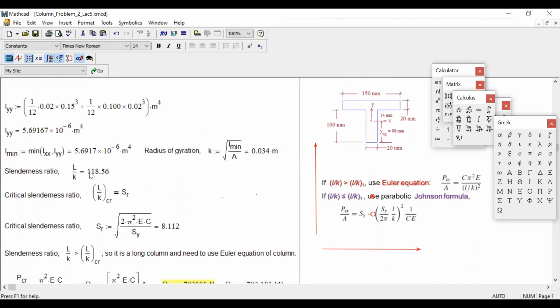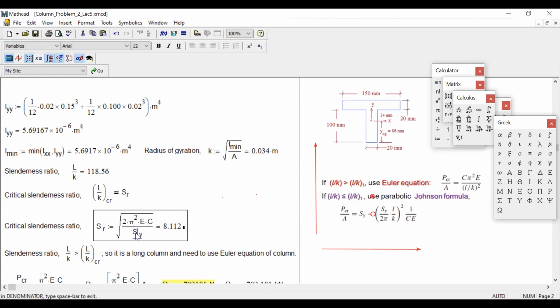So L by K equal to this much. Now, you don't know whether this is the left side or right side, so you figure out L by K critical. I just put L by K critical equal to SR, just one factor. But when you calculate, you can easily figure out that L by K critical equal to this value. Then we figure out the value.